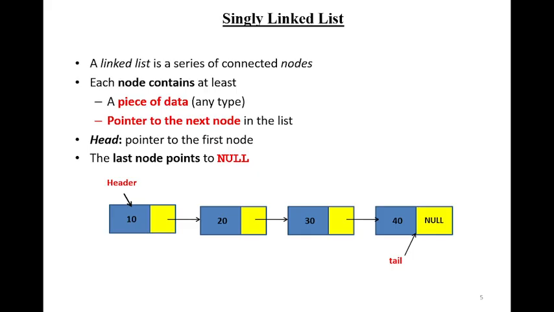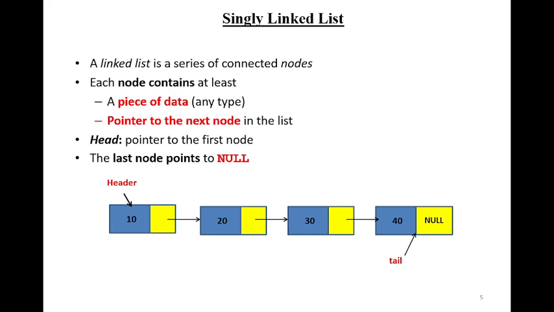Now I come to the single linked list. As I already told you, the node has two parts: the data part and the link part. Here you can see the nodes are organized in a sequential manner, and here you can find two pointers: one is the header pointer, and the other is the tail pointer.